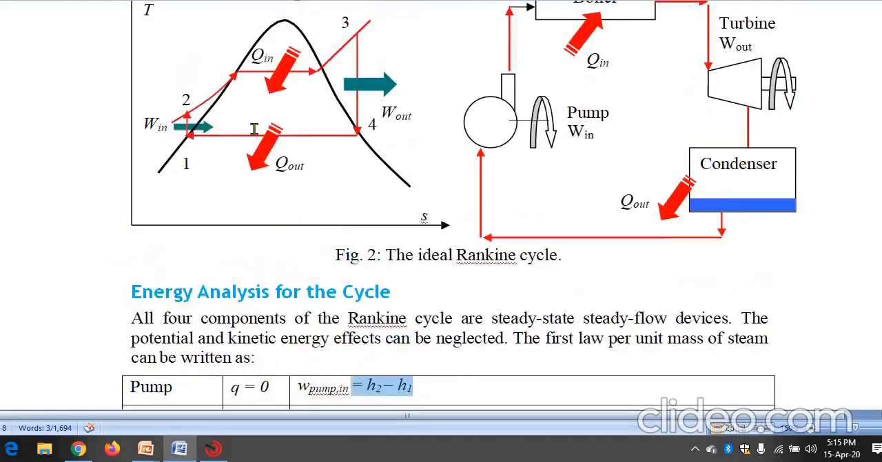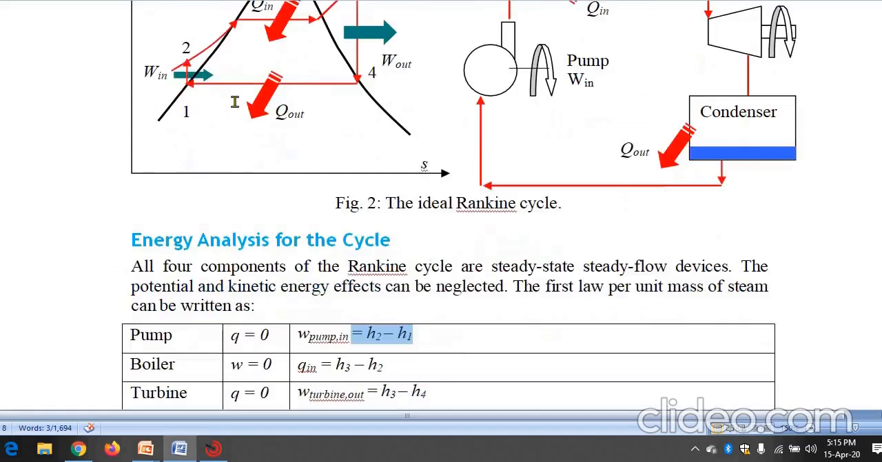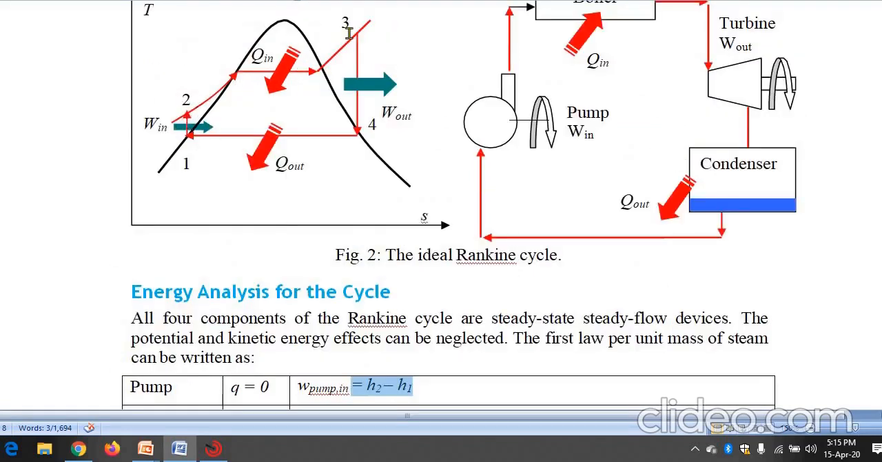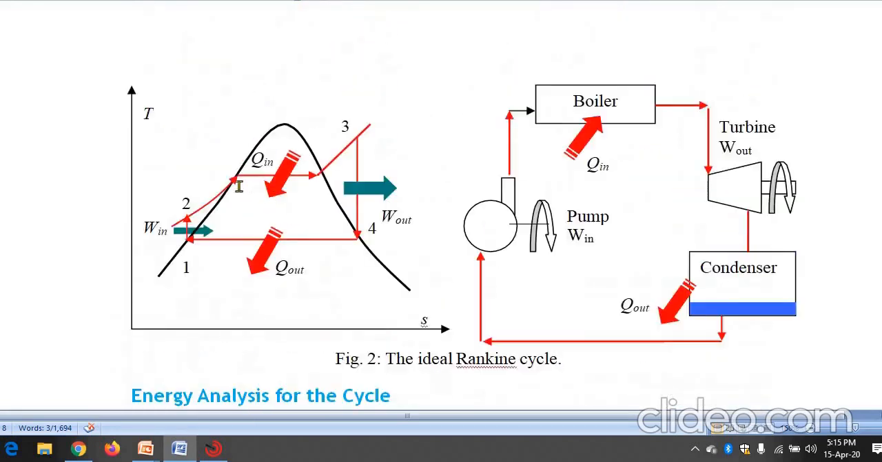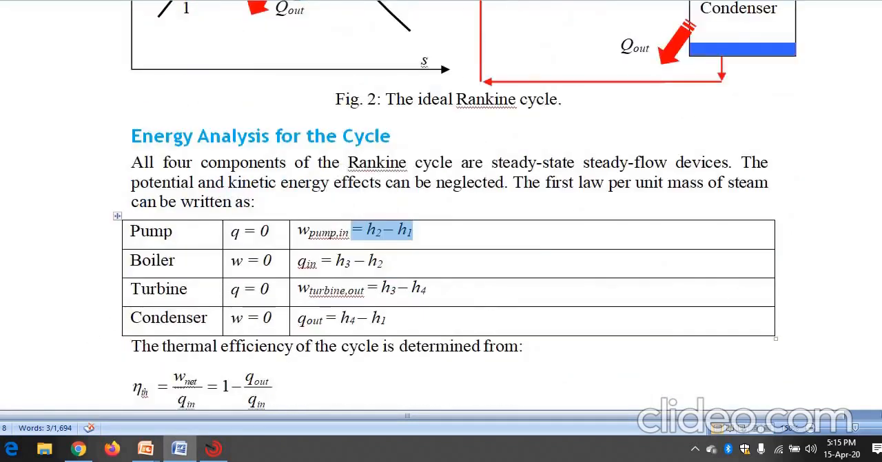Now, coming to the boiler, we are adding heat in the boiler. At 2 heat is added, let us say 2 is the starting point and 3 is the ending point. The enthalpy is always more at the exit, so H3 minus H2 gives the amount of heat added. Again, in the boiler there are no moving parts, so we can assume the work done in the boiler is 0, because in the absence of moving parts, work done is equal to 0. Therefore, heat added is H3 minus H2.